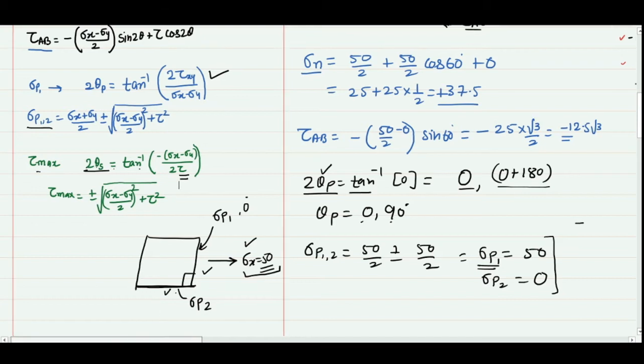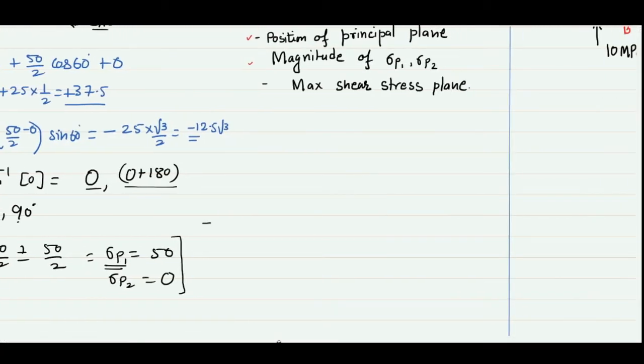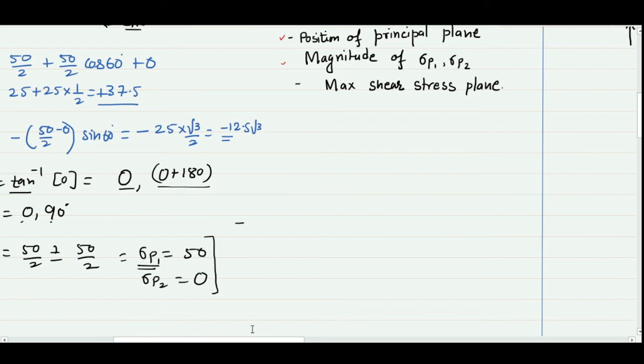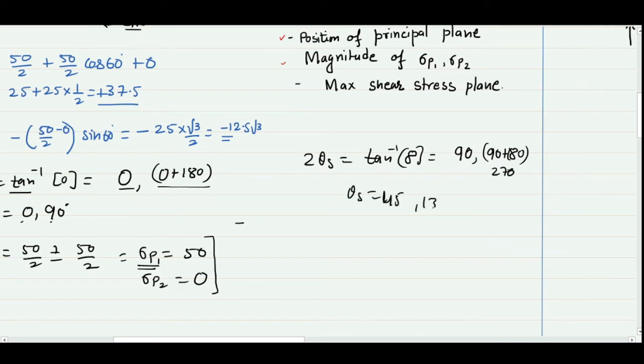In this case, the position of the maximum shear stress plane will become what? My 2 theta s is tan inverse infinity. So the angle will be 90 degree, and 90 plus 180, so it will be 270. So theta s will be 45 degree as well as 135 degree.